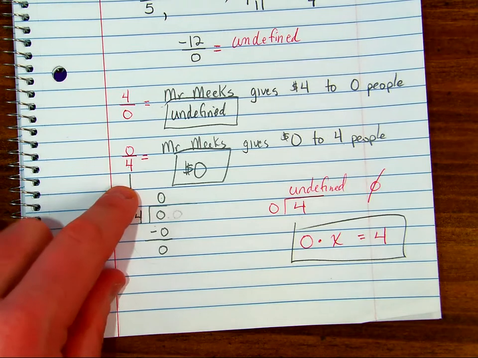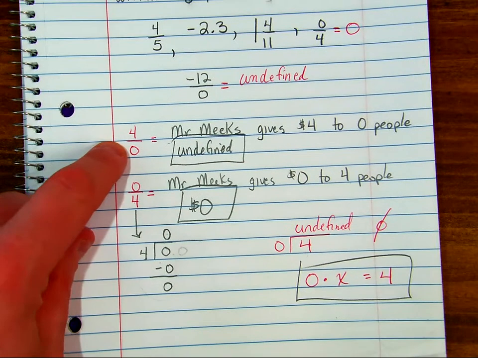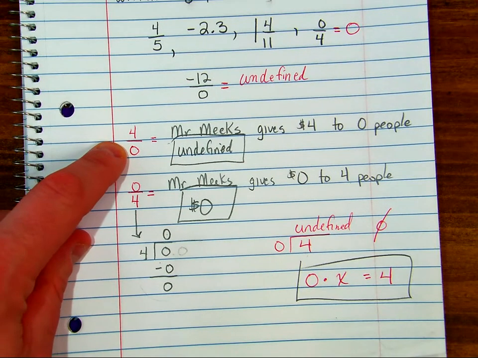So do you guys know the difference now between these two? This is why this is not a rational number. This isn't a number at all. Doesn't exist.